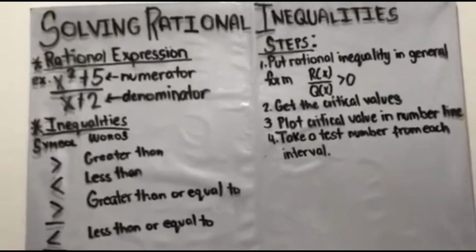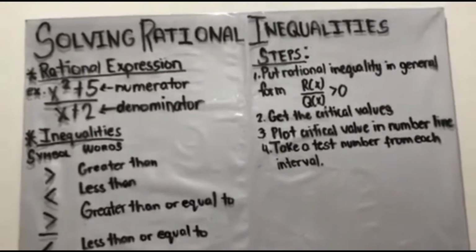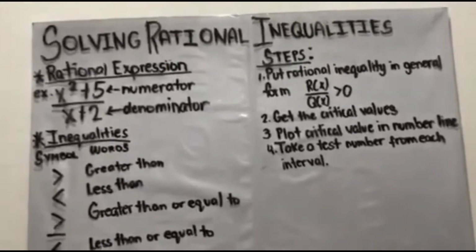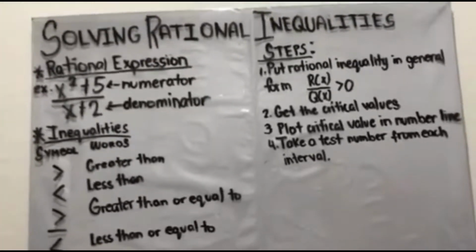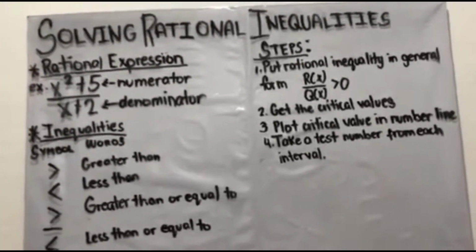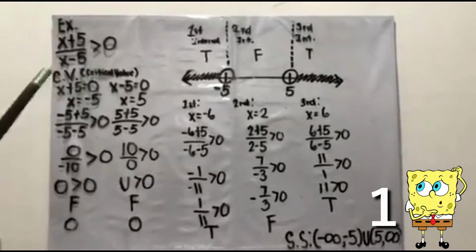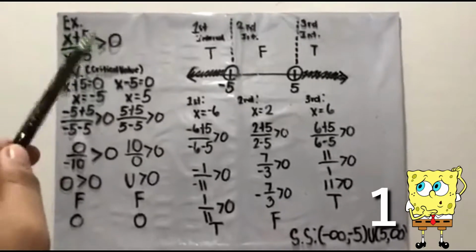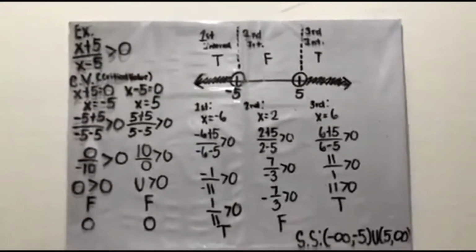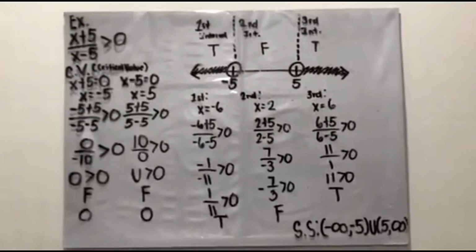Third, plot critical values in number line. Mamaya makikita niyo kung paano yan. And lastly, take a test number from each interval para malaman natin kung kasama ba siya sa solution set. So, our first example is x plus 5 over x minus 5 is greater than 0. Hindi na natin gagawin yung step 1 dahil nga naka-general form na siya.